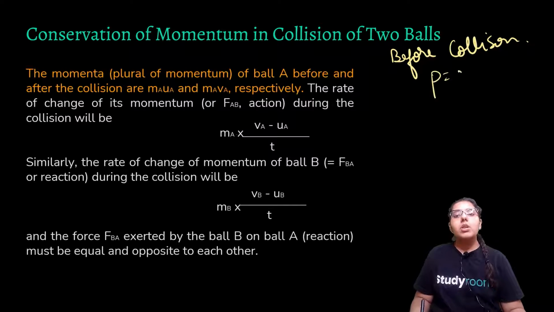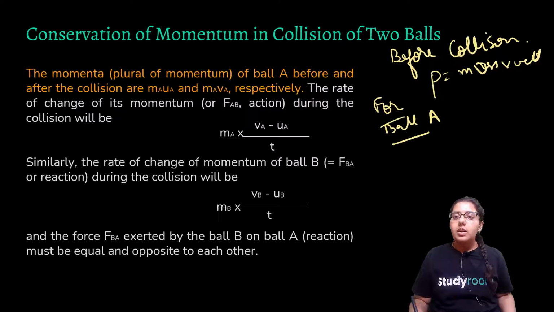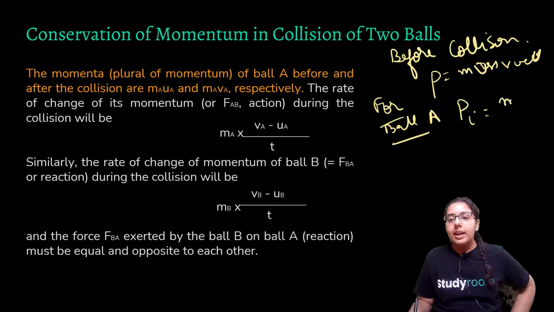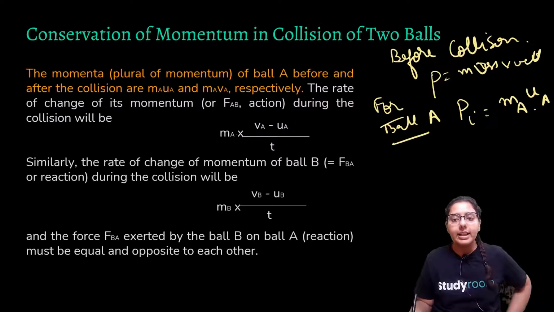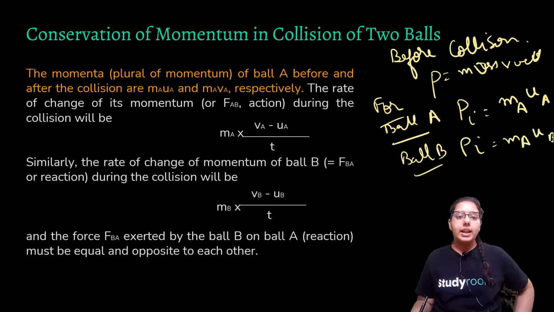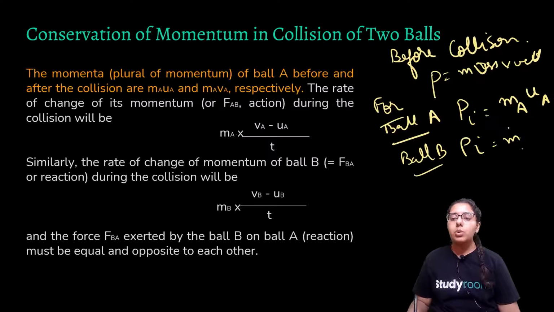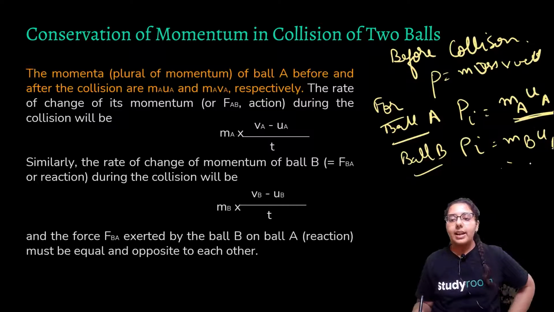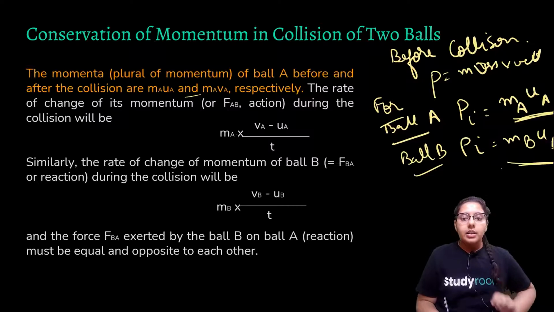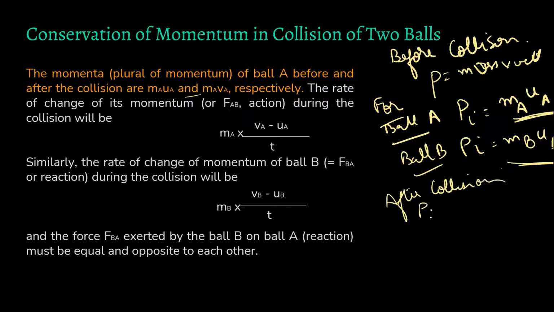What was our momentum? Momentum is always our mass into velocity, right? So here for ball A, initial momentum is P initial is MA into UA, because our initial velocity is UA. For ball B, your initial momentum is MB into UB. Initial MA into UA and MB into UB for ball B. This is your initial. And what after collision? Your final momentum is MB into VB for ball B, and for ball A it is MA into VA, right?